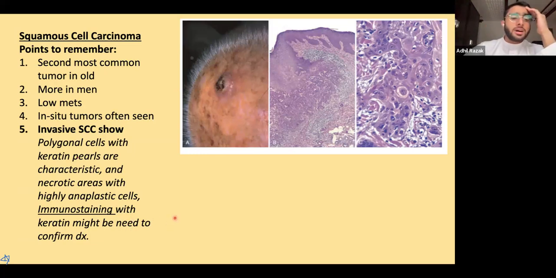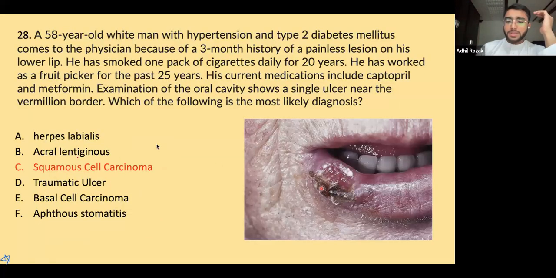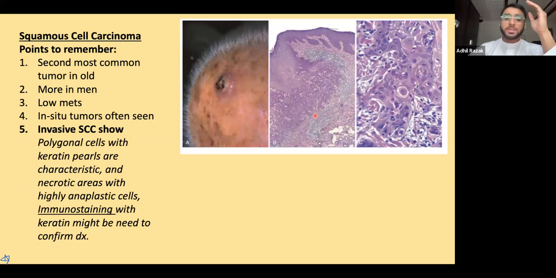In some cases, to really confirm the diagnosis, you might need to do keratin staining, and this just gives it away that it is a squamous cell carcinoma. When you see an ulcerating lesion like this, near the lip especially, a very ugly lesion like this, it is very typical for squamous cell carcinoma.